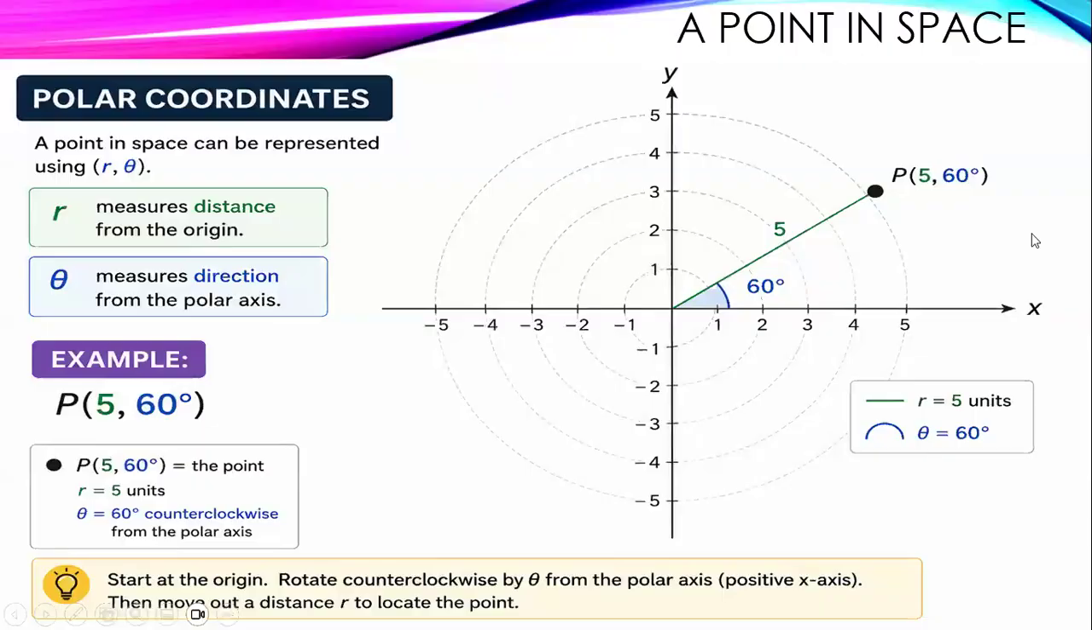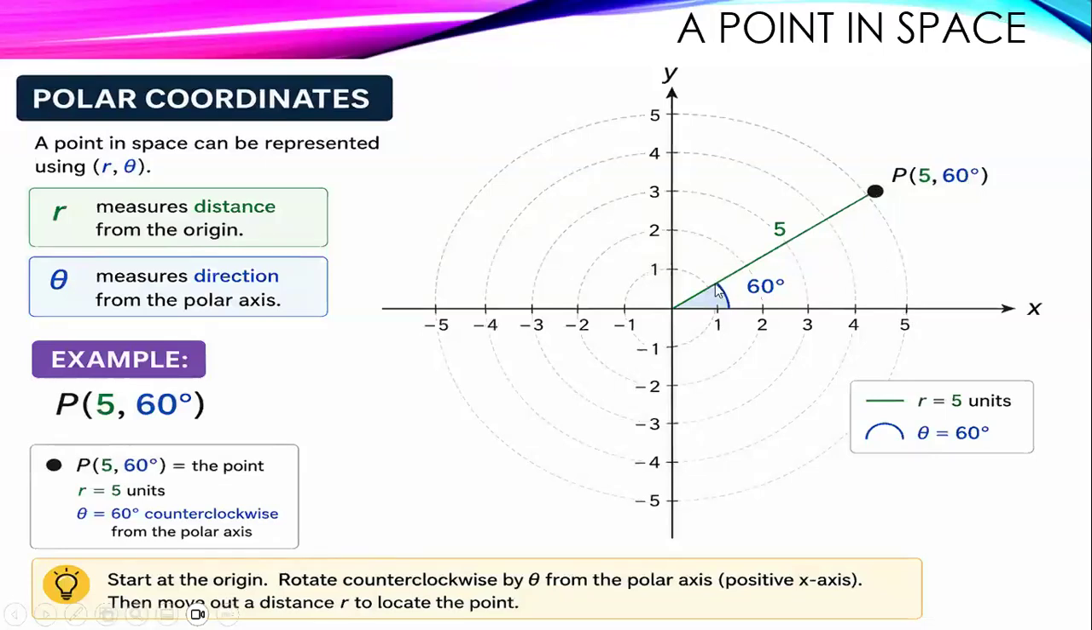Okay, so we'll be looking at a point in space. As we can see here, we have the polar coordinates. A point in space can be represented using (r, theta). We can see that r measures distance from the origin. This is our origin here, and we can measure the distance, which is r, from the origin. So our distance can be here. As you can see, if we need to plot r equals 5, if you go here on the x-axis, we can have 5 and we can plot our point at the top here.